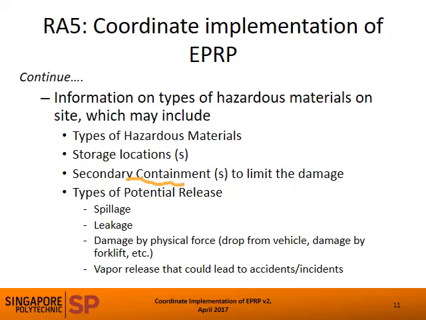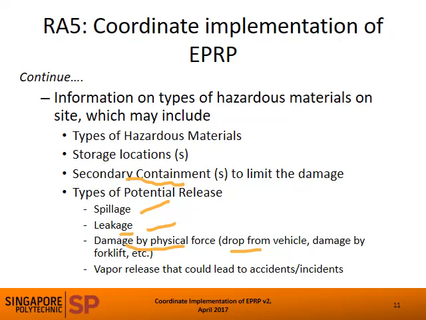Types of potential release of hazardous substances might include spillage, that means I spill them, or leaks due to, maybe, the cap not being tight enough, or because the bottle containing the chemical is damaged, which might lead to leakage. It can also be damaged by physical force, such as a drop from a vehicle or damage from a forklift. That's why for transportation, you really need to plan properly. Transportation has certain risks.